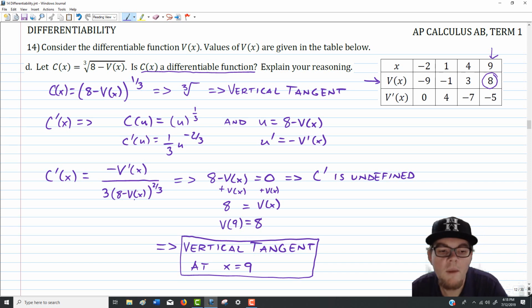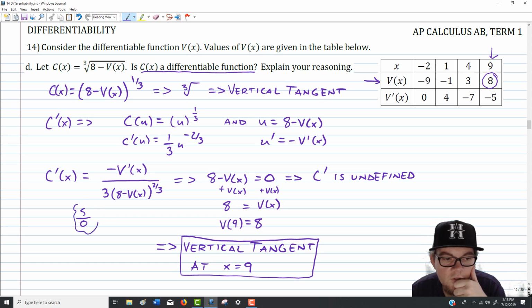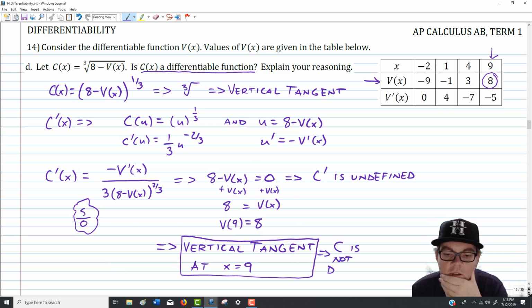And by the way, if you were worried that maybe it was a hole or something else, notice that v prime of 9 is equal to negative 5. So we would, in fact, in this case, get 5 over 0, not 0 over 0. So if you were interested, just know that's true. So from there, we got our vertical tangent. Turns out that c is not differentiable, which again, I'm going to abbreviate diffable, at x equals 9. I should have been more specific in my explanation.